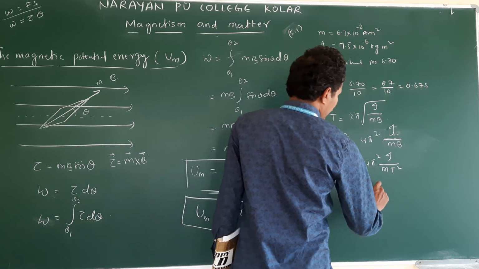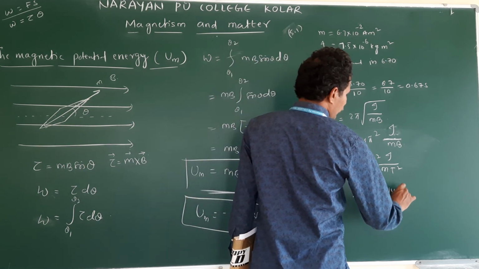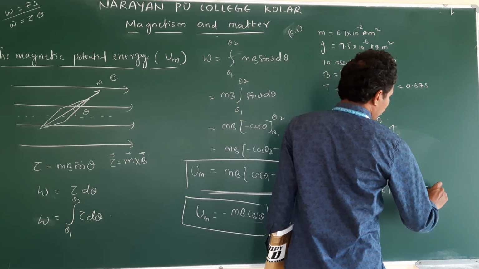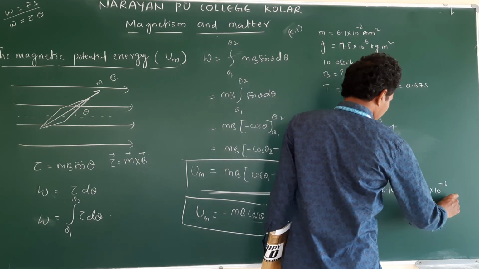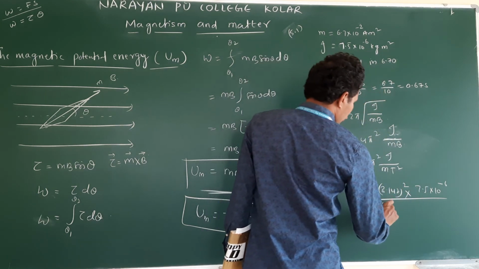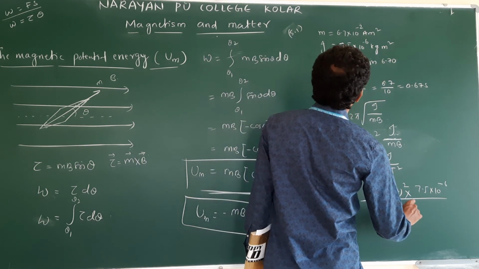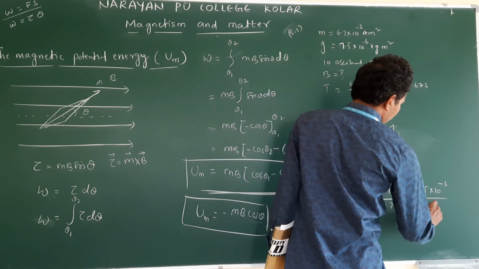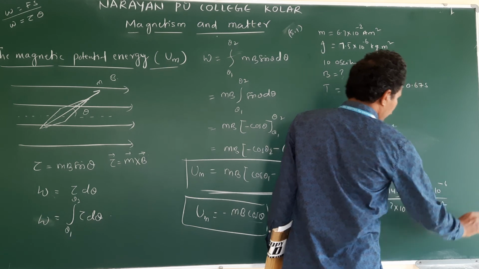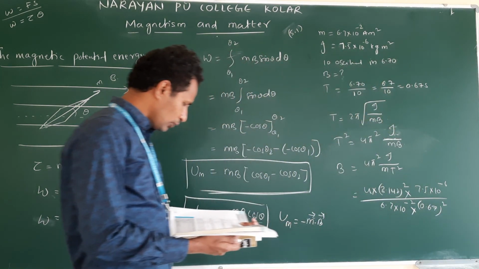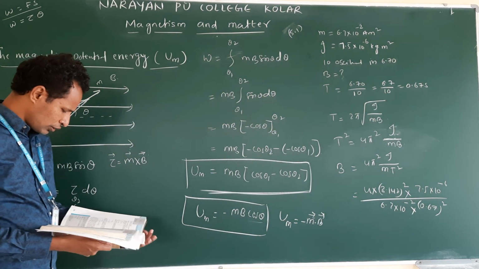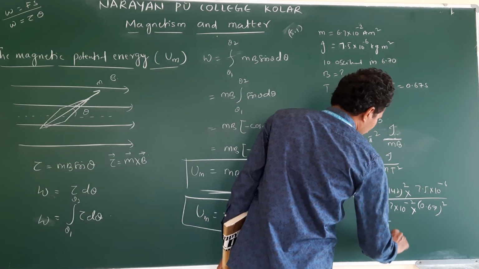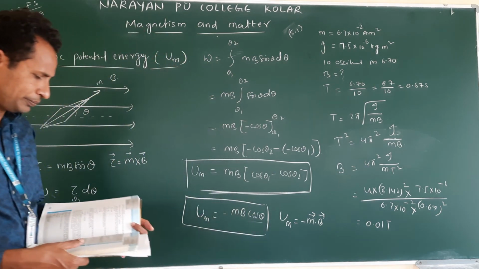Now 4 into 3.142 whole square into I value 7.5 into 10 power minus 6, by M value 6.7 into 10 power minus 2 into T square, 0.67 whole square. So solve this, you will get the answer which is around 0.01 Tesla. 0.01 Tesla. Clear?